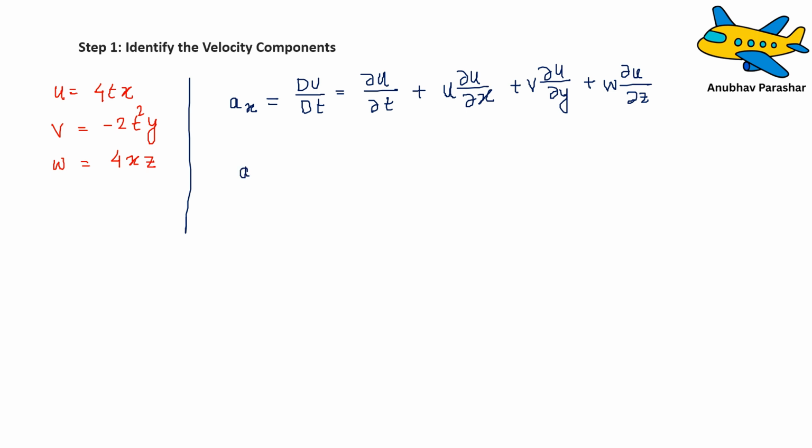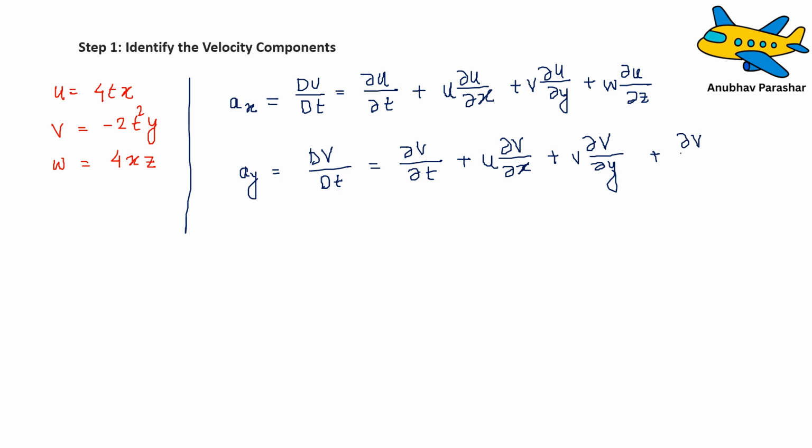Similarly, if you want to find out ay, the acceleration in y direction, it is Dv by Dt. This is the Lagrangian form. And if you want to write it in Eulerian form, it is going to be del v by del t. This is the local acceleration. How is the y component of velocity changing with time, plus change of v in x direction multiplied by velocity in x direction, plus, you can remember the same way I am doing it. This is the easiest way to remember it. Change in velocity v in y direction multiplied by velocity in y direction, plus change in velocity in z direction multiplied by velocity in z.